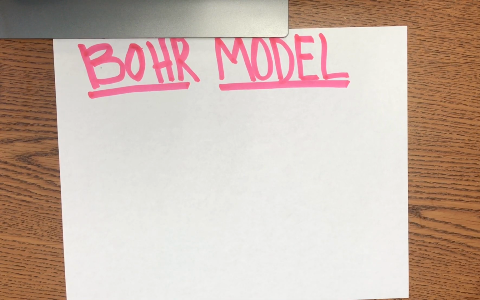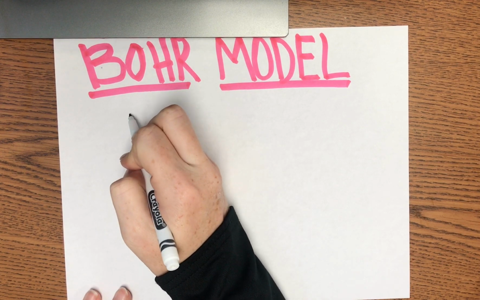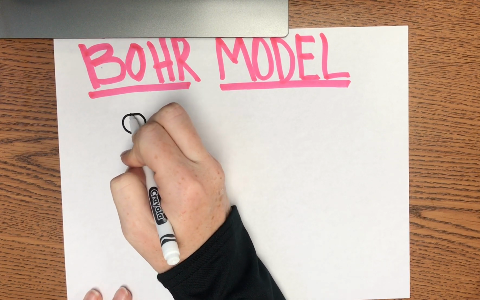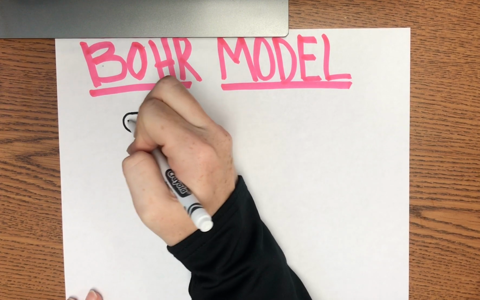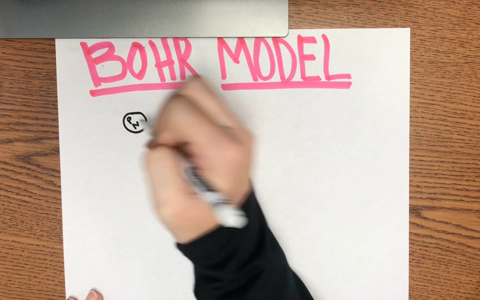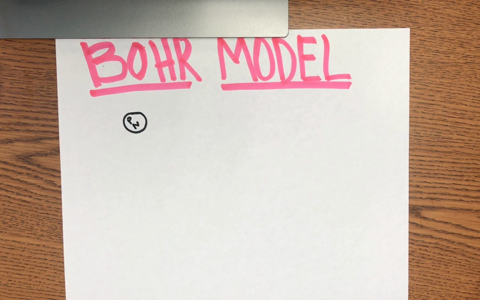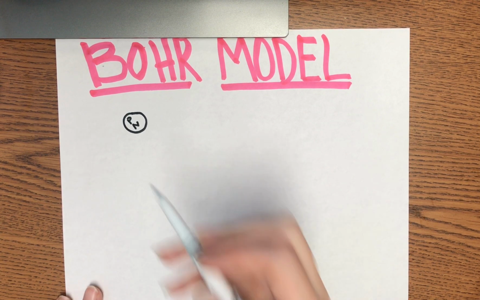Today we're going to be learning how to draw a Bohr model. We use Bohr models to represent atoms and different elements found on the periodic table. When we're drawing a Bohr model, the first thing we need to draw is our nucleus. Inside of our nucleus go two different subatomic particles, the proton and the neutron. This is just an example. We'll get more into how to draw the Bohr model once we move on.